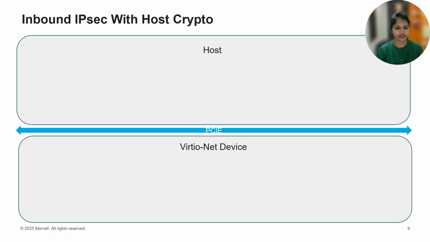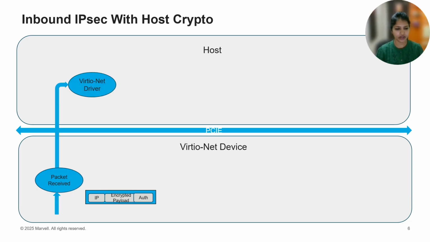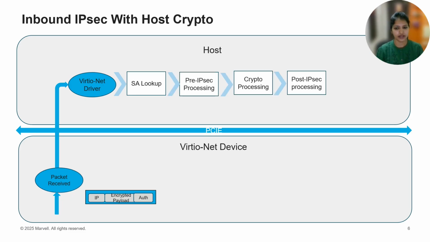Similarly, for inbound traffic using host-based cryptography, the host is responsible for the entire IPsec processing workflow. The virtio-net device receives the encrypted IPsec packet from the network and forwards it directly to the host via the PCIe slot without any modifications. The host then performs the entire IPsec processing including SA lookup, decryption, authentication, and final packet preparation.